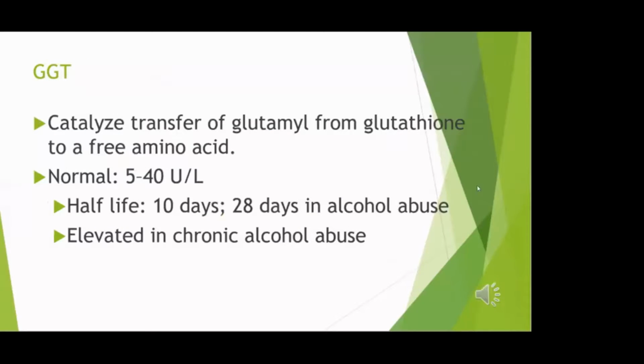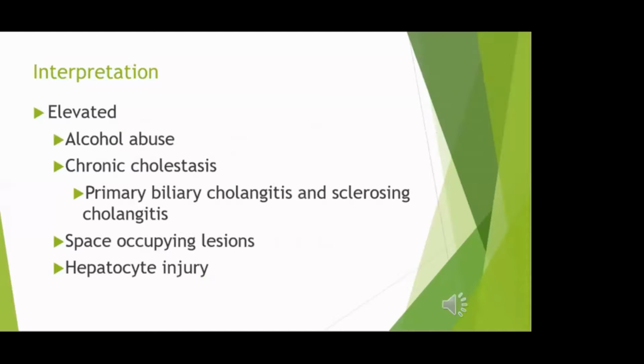Okay, so GGT regulates the transport of amino acids across cell membranes by catalyzing the transfer of a glutamyl group from glutathione to a free amino acid. So the half-life and the normal values are as follows. And it is usually elevated in chronic alcohol abuse. So these are the diseases where you can have elevations of GGT.